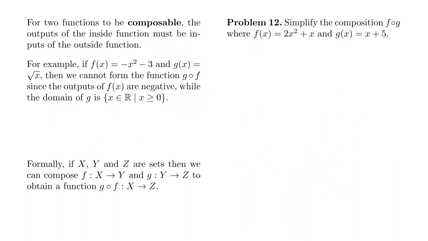Now I'd like to be a little more careful about compositions of functions. You can't always take two functions and compose them. For two functions to be composable, the outputs of the inside function must be inputs of the outside function. Here's an example. Let f of x equal minus x squared minus 3. This is a function which always produces negative values. X squared is either 0 or positive for any number x. So minus x squared is 0 or negative. Once we subtract 3 from minus x squared, we get a number that is strictly negative.